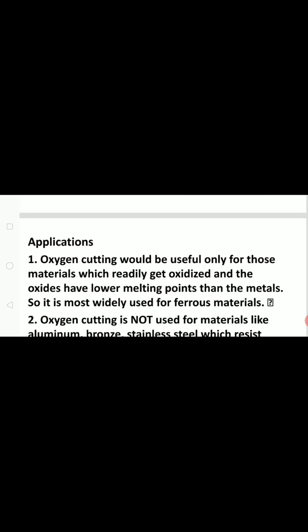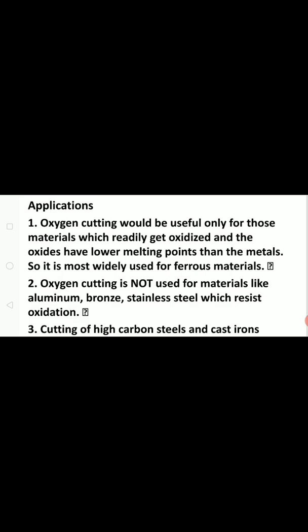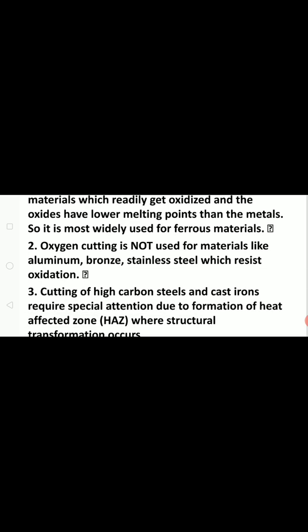Coming to the applications, oxygen cutting is useful only for those materials which readily get oxidized, and whose oxides have a lower melting point than the metal, so it is most widely used for ferrous materials. Oxygen cutting is not used for materials like aluminum, bronze, and stainless steel, which resist oxidation.